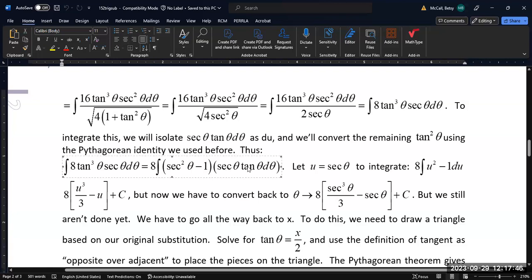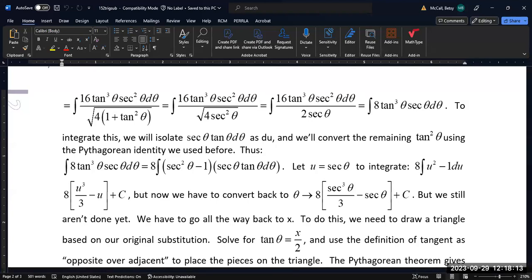This is our du, secant squared tangent, our secant tangent. And so that means our u substitution is secant. And then to integrate, this will simplify to u squared minus 1. And this will just be du. And so now all we have is a power rule, u cubed over 3 minus u.